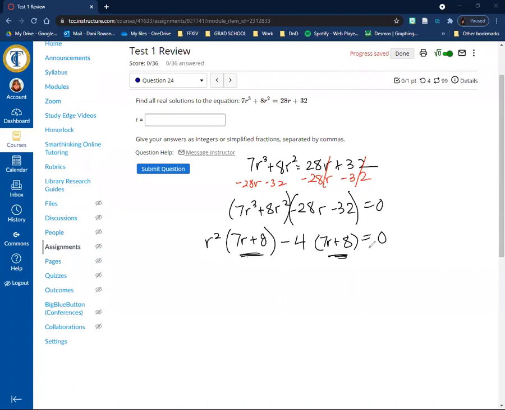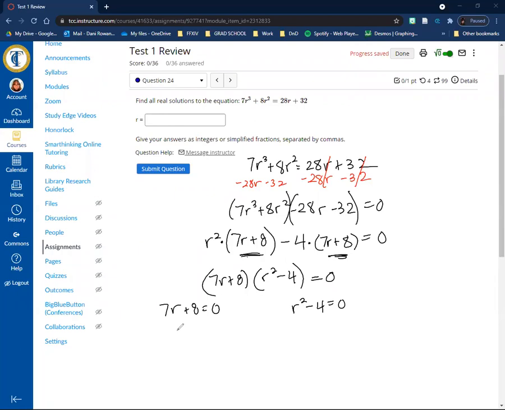Looking at these, knowing that that's multiplied by that and that's multiplied by that, what do these two terms have in common? 7r plus 8. Yes, we pull out that 7r plus 8 because that's what they have in common, and you're left with r squared minus 4. Good job. Now, going back, we're looking for real solutions, so we've got to solve for r. We're going to set each of these equal to 0: 7r plus 8 equals 0, and r squared minus 4 equals 0.